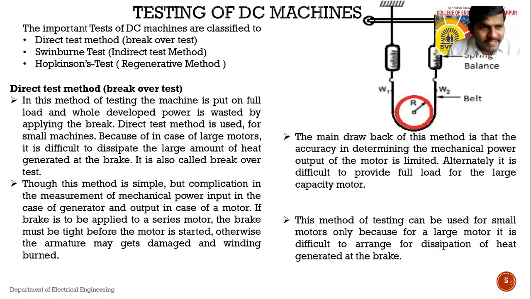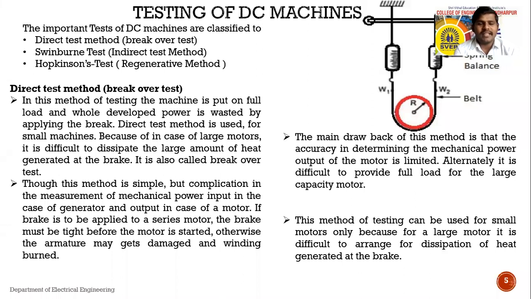First, the testing of DC machine. There are some important tests that can be carried out: the direct test of the machine, the indirect test of the machine, as well as the brake test and the Hopkinson test. The direct test method is also called the brake test. The Swinburne test comes under the indirect method of testing, and the Hopkinson test is a regenerative test.